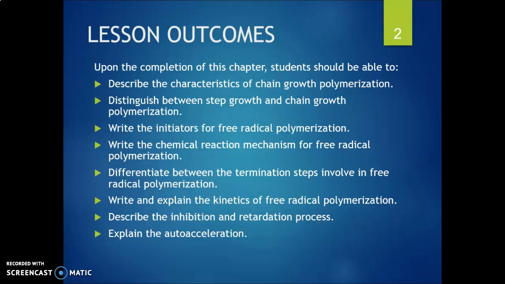Upon the completion of this chapter, students should be able to first describe the characteristic of chain growth polymerization, distinguish between step growth and chain growth polymerization, write the initiators for free radical polymerization, write the chemical reaction mechanism for free radical polymerization, differentiate between the termination steps involved in free radical polymerization, write and explain the kinetics of free radical polymerization, describe the inhibition and retardation process, and last one, explain the auto acceleration.